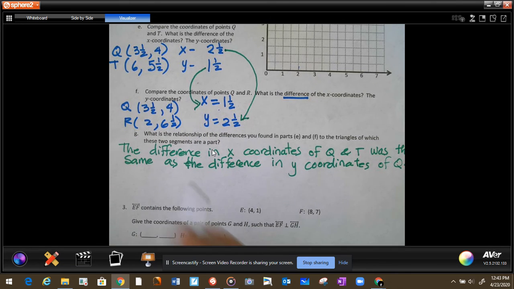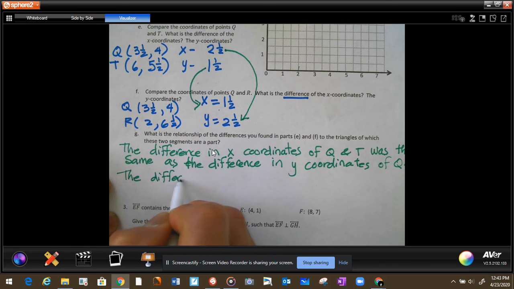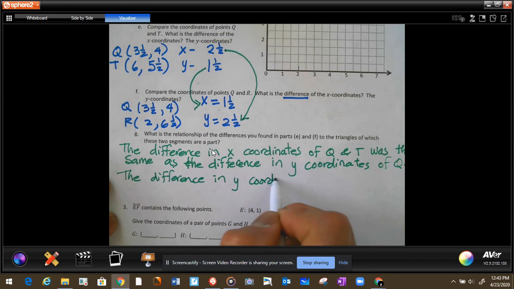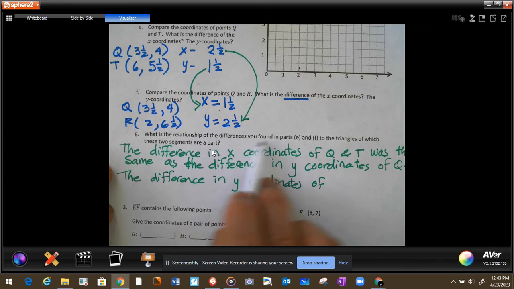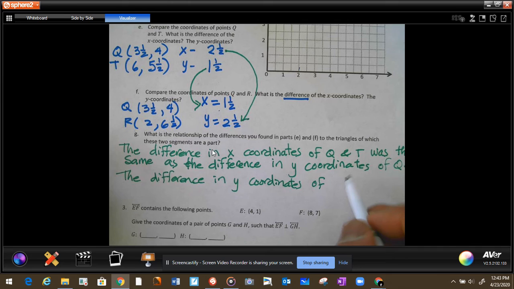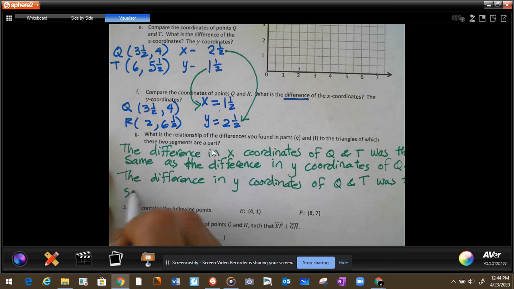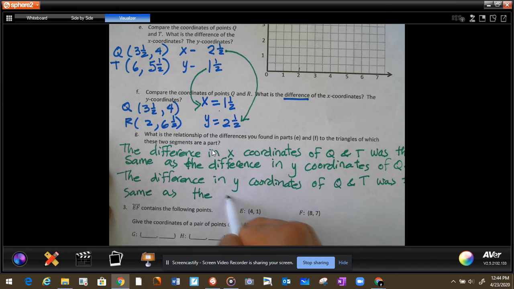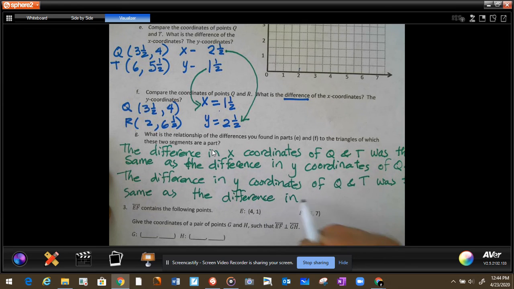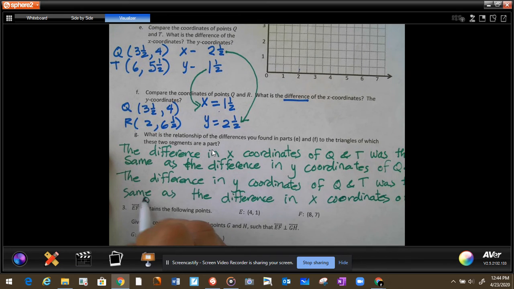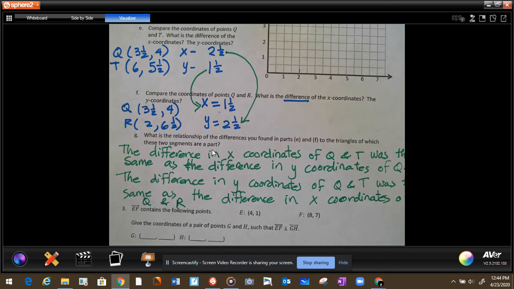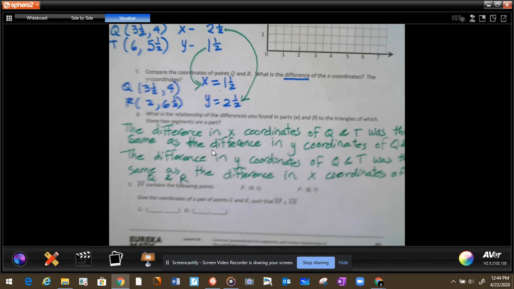So I'm not going to write the rest of it. The rest of it will be the difference in Y coordinates of Q and T was the same as the difference in X coordinates of Q and R. Okay, so this is what it takes on this one. We've got to analyze lines and points and then come up with your conclusions.